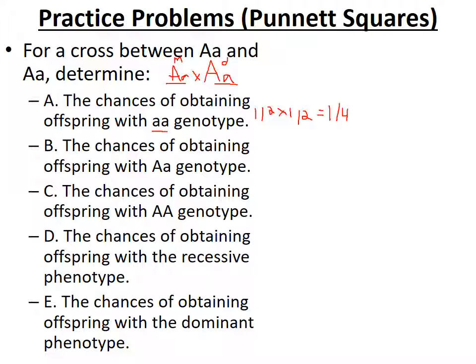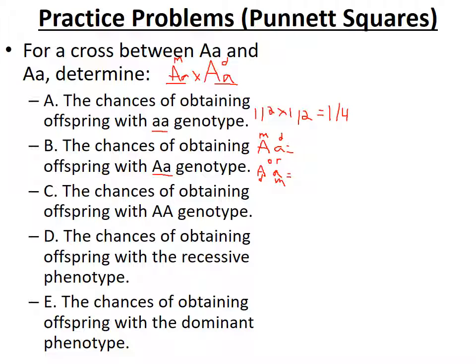What are the chances of getting the big A, little a genotype? This is a situation where you need to be careful because there are two ways for this to happen. You can get the big A, little a genotype by getting big A from mom and little a from dad. Or you can get the big A, little a genotype by getting big A from dad and little a from mom.